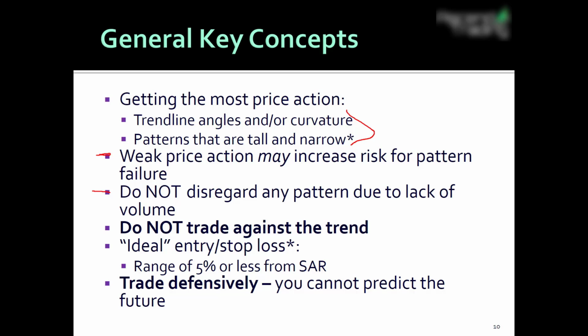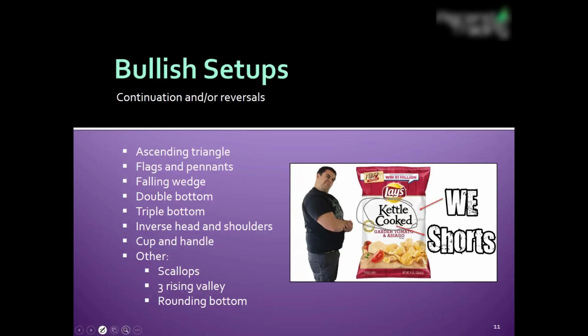Don't trade against a trend, you'll just lose money. Ideal entry stop losses are usually less than 5%. And remember to trade defensively, as you cannot predict the future. Now on to discussing the most common bullish setups.